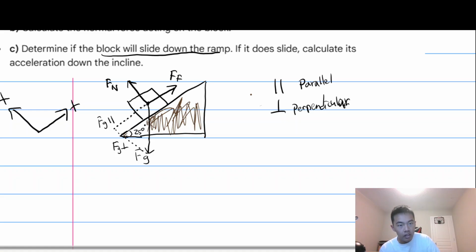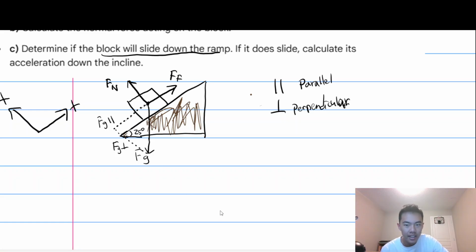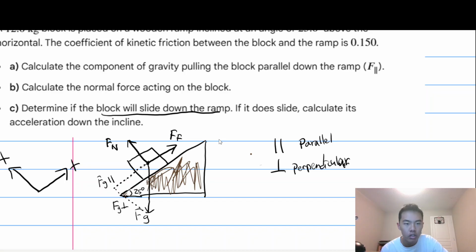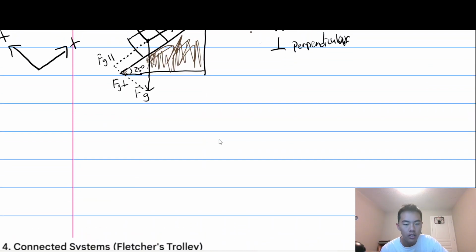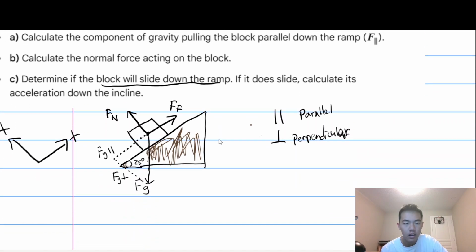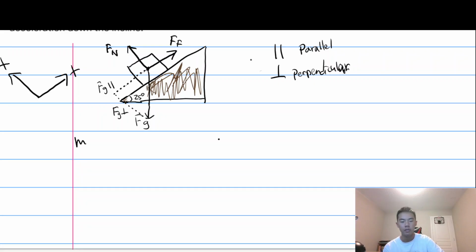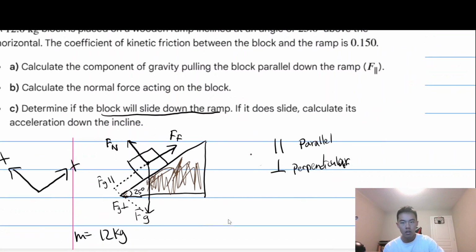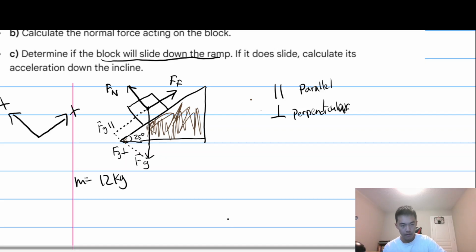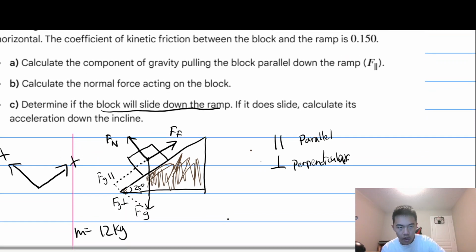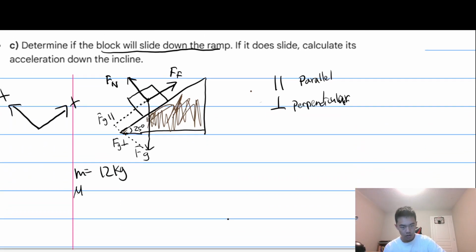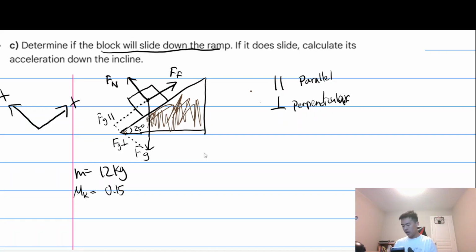Okay, and now what do we do? Now we gotta do the calcs. Calcs is short for calculations. It's a lot. I'm gonna write everything down first. Mass equals 12 kilograms. And the ramp is 0.15, kinetic friction. So it goes 0.15.